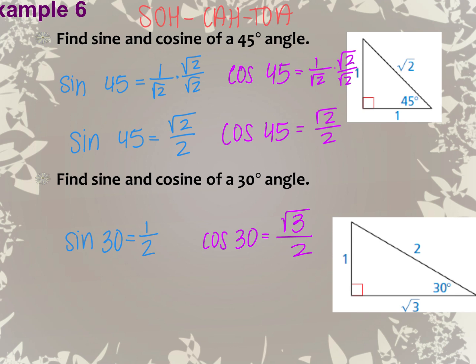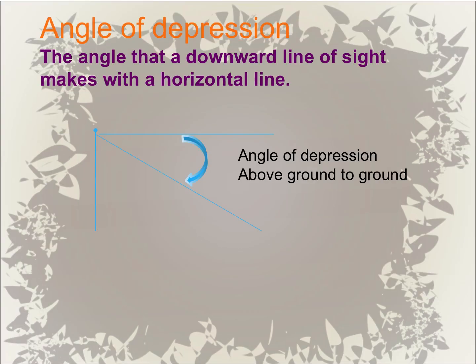All right, check your work for sine and cosine of angle 30. That's it. You're not going to simplify it. There is no simplifying it here. Good job. All right, angle of depression.